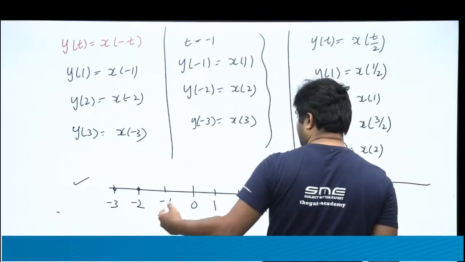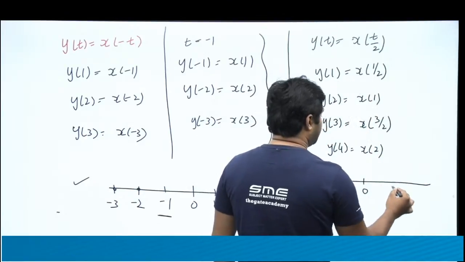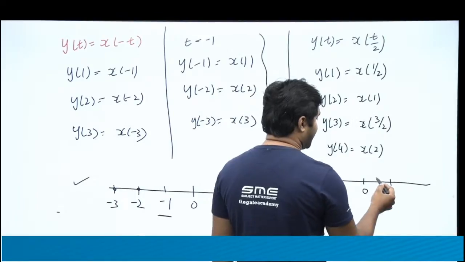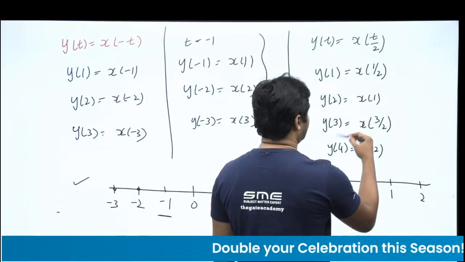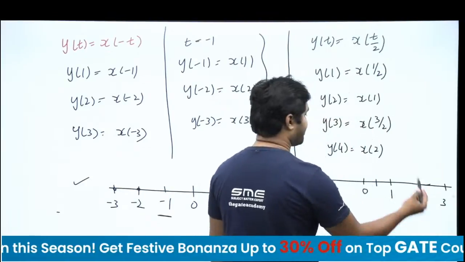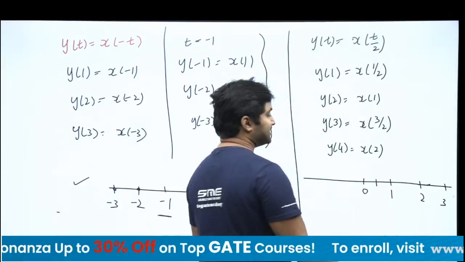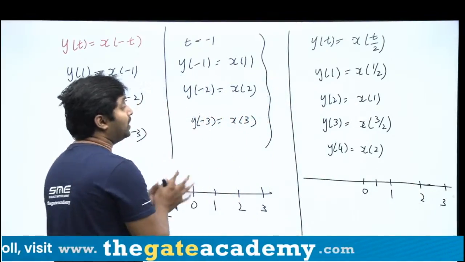So again you draw this, this is 0. The output at 1 is depending upon 1 by 2. The output at 2 is depending upon 1. The output at 3 is dependent upon 3 by 2, which is somewhere here. It means that it is depending on the past. But you should not stop here itself.